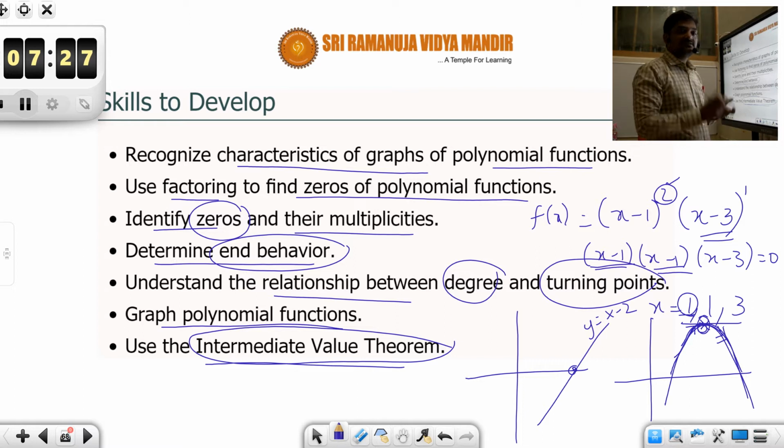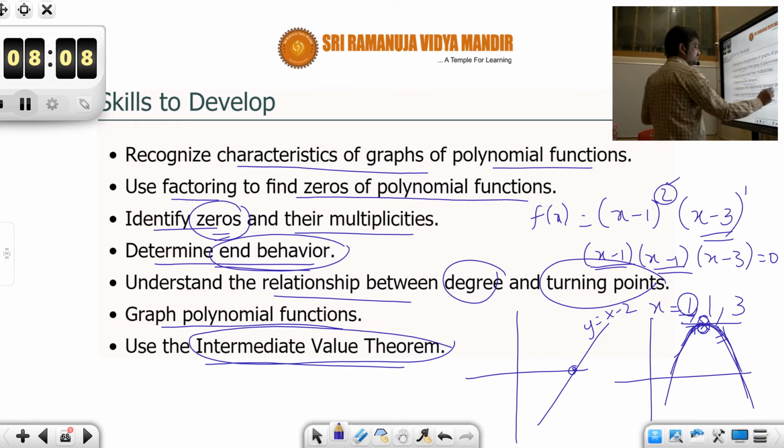Once you factorize, equating each linear factor to 0, you will be able to find the zeros of the polynomial functions. And then you will be able to identify the zeros and their multiplicities. What are multiplicities? The number of times a factor is repeated is called the multiplicity. And then determining the end behavior. What is meant by determination of end behavior? How the graph looks at the ends, like when x tends to plus infinity, that is x goes indefinitely high, or what happens when x goes too low, that is towards minus infinity.